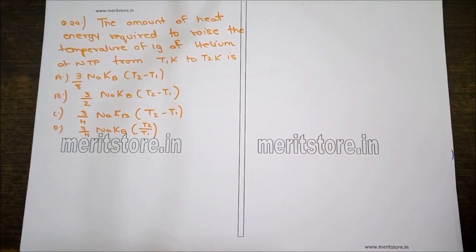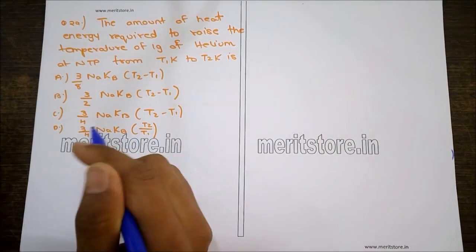The amount of heat energy required to raise the temperature of 1 gram of helium at NTP from T1 Kelvin to T2 Kelvin is, the options given are 3 by 8 Na Kb times T2 minus T1, 3 by 2 Na Kb times T2 minus T1, 3 by 4 Na Kb times T2 minus T1, and 3 by 4 Na Kb times T2 upon T1.